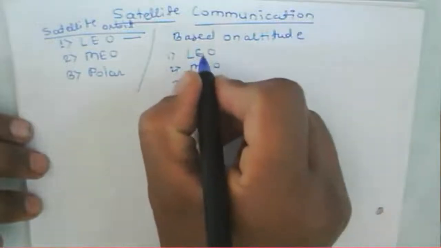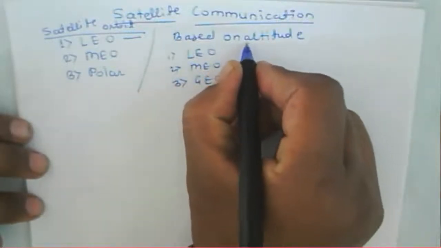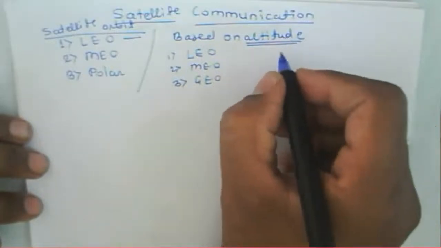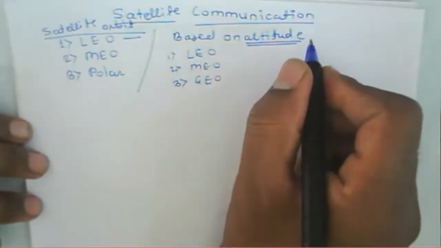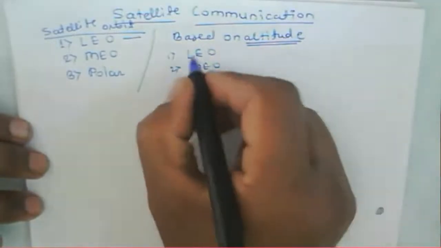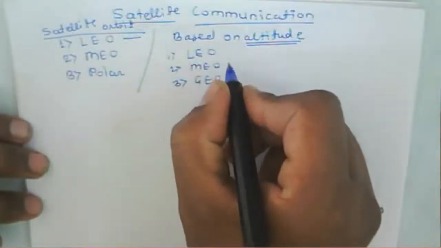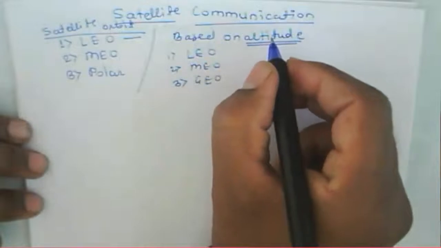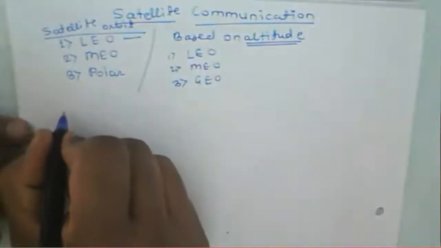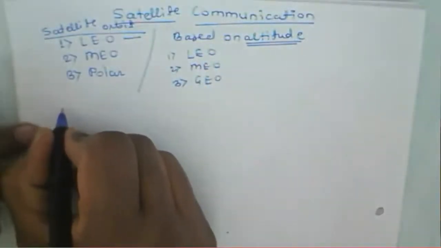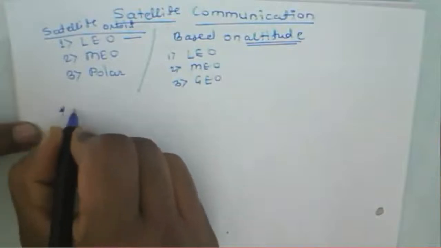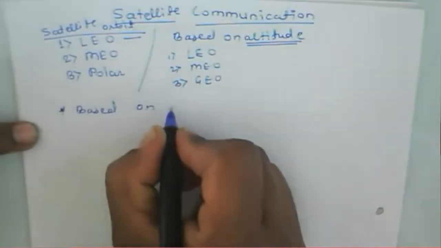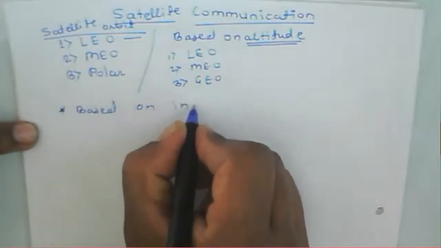and each and every orbit has some particular height and some particular inclination. So these three types of orbit, LEO orbit, MEO orbit, and GEO orbit, are based on the altitude. Next, we can define the satellite orbit based on the inclination.